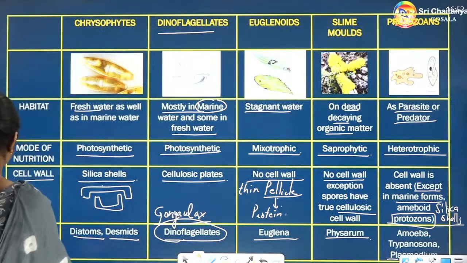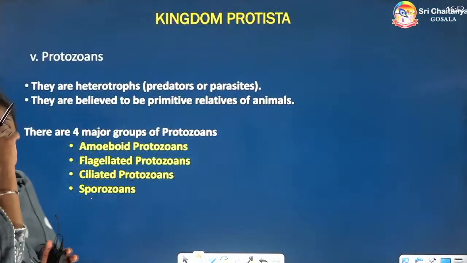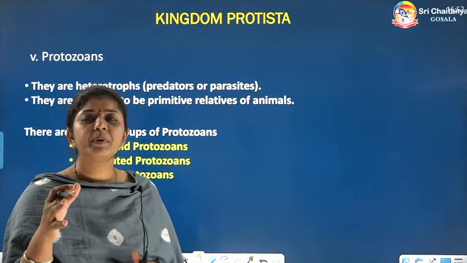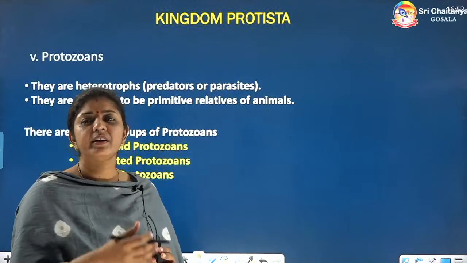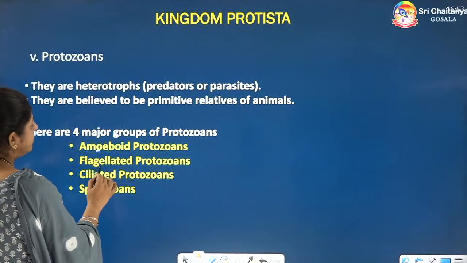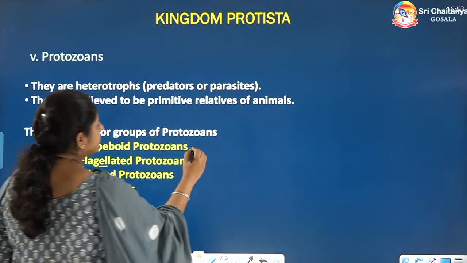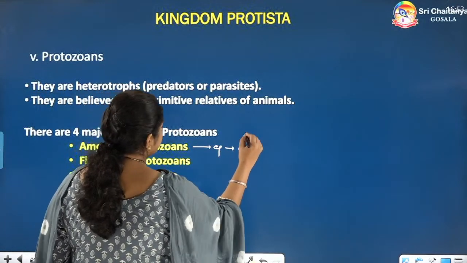Now coming to the next point. The protozoans, which are the last group under Protista, are further divided into subcategories. What are they? Amoeboid protozoans, flagellated, ciliated, and sporozoans. Amoeboid protozoan example, what comes over there? Amoeba.